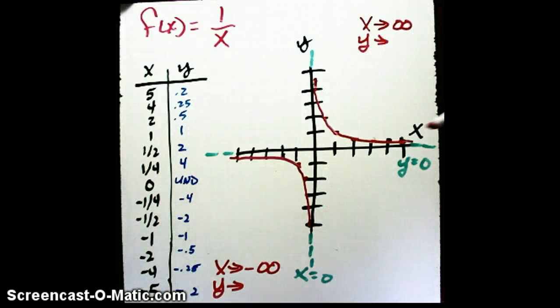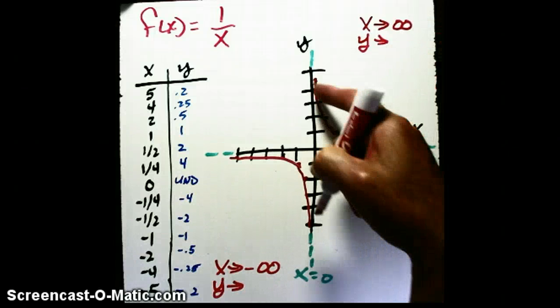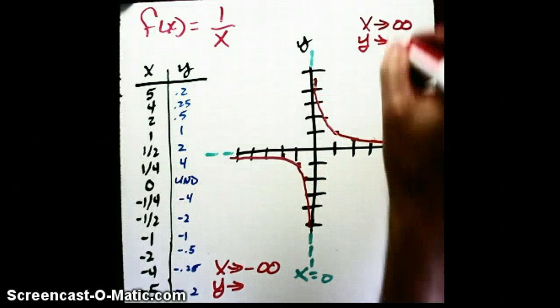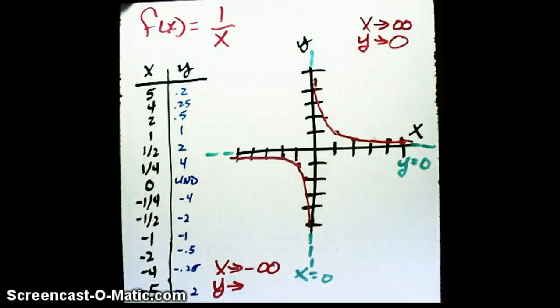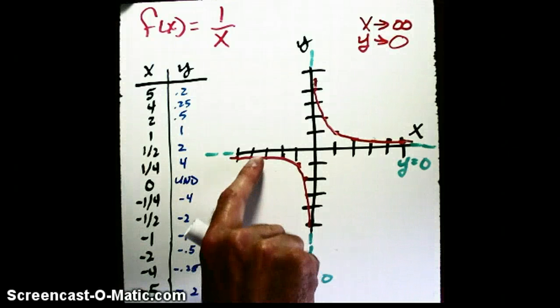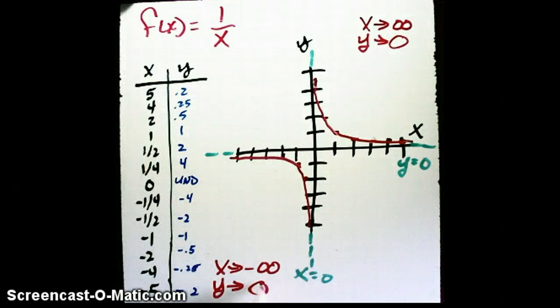All right, now consider the end behavior. As x approaches infinity, y is approaching what? Well, it's approaching that line, 0. As x approaches negative infinity, the function is approaching what? Well, it's trying to touch that line over there, y equals 0.